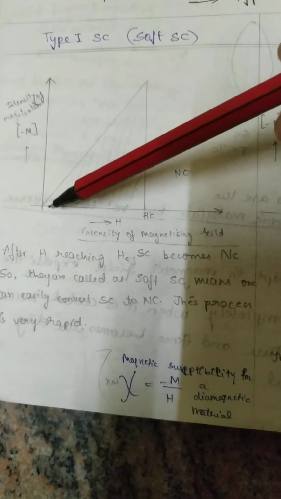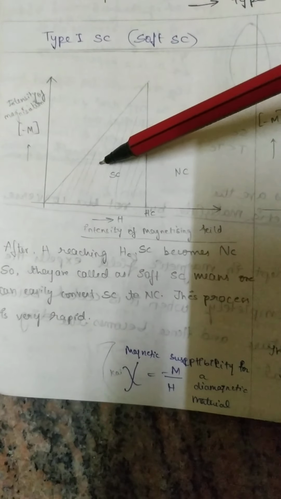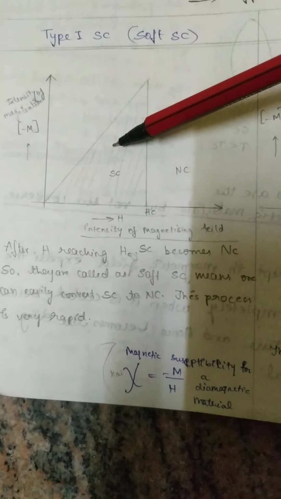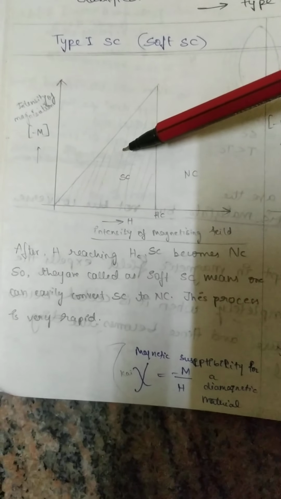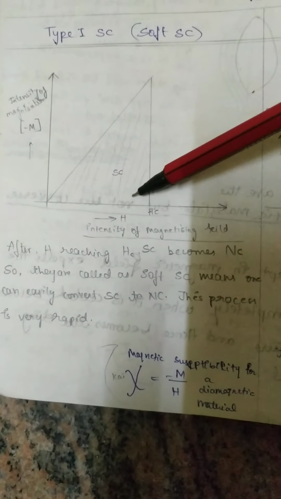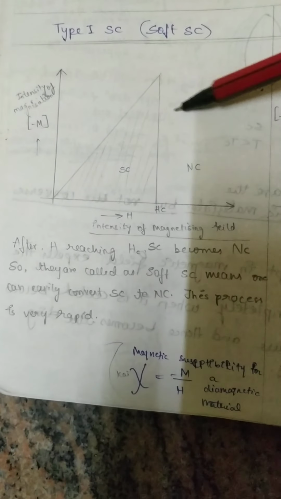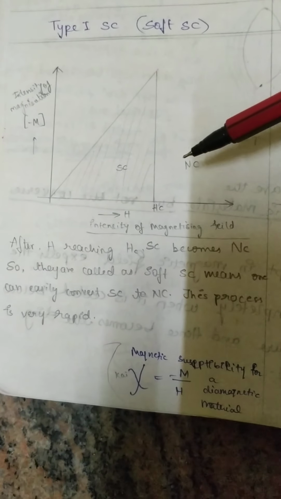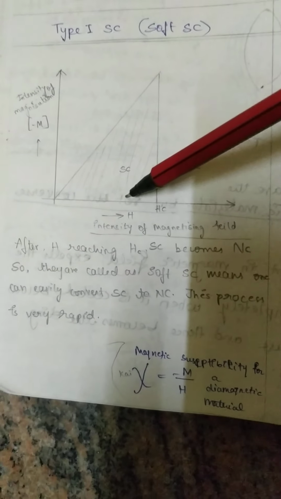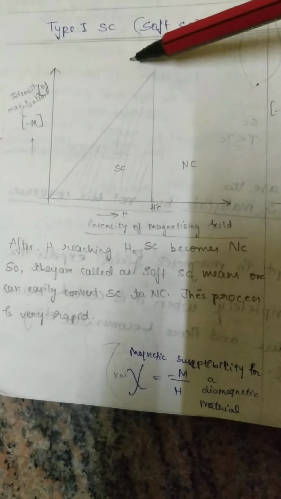After reaching H, that is after reaching Hc, the superconductor becomes a normal conductor. So they are called soft superconductors. One can easily convert the superconductor to a normal conductor, and this process is very rapid. That is why they are called soft superconductors.